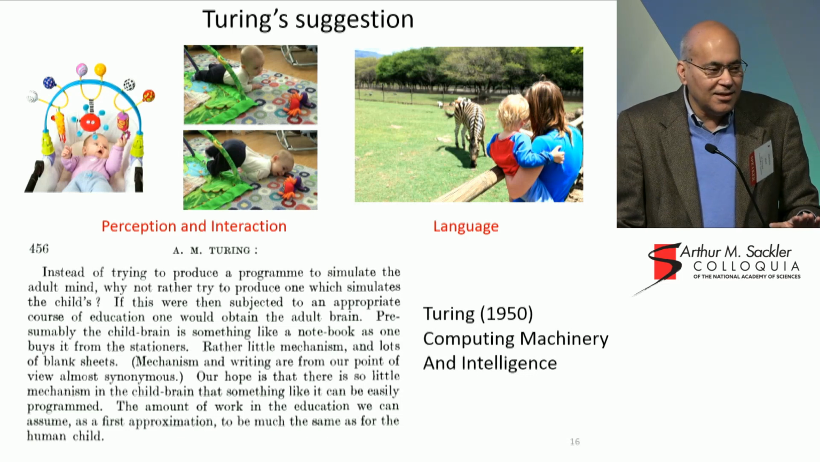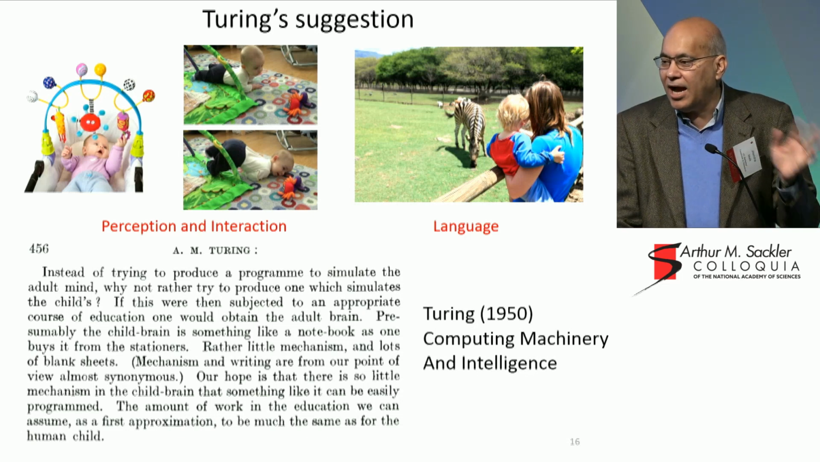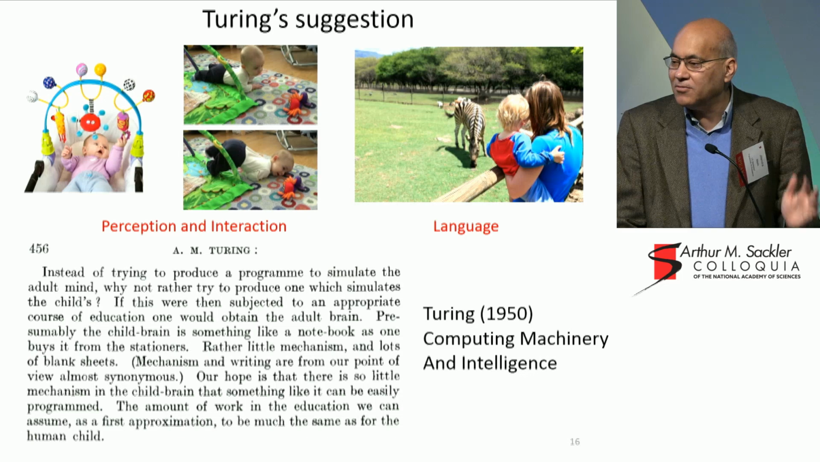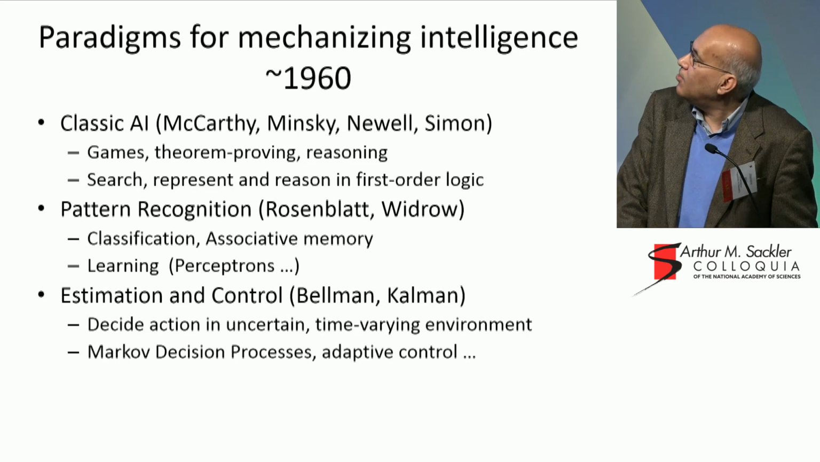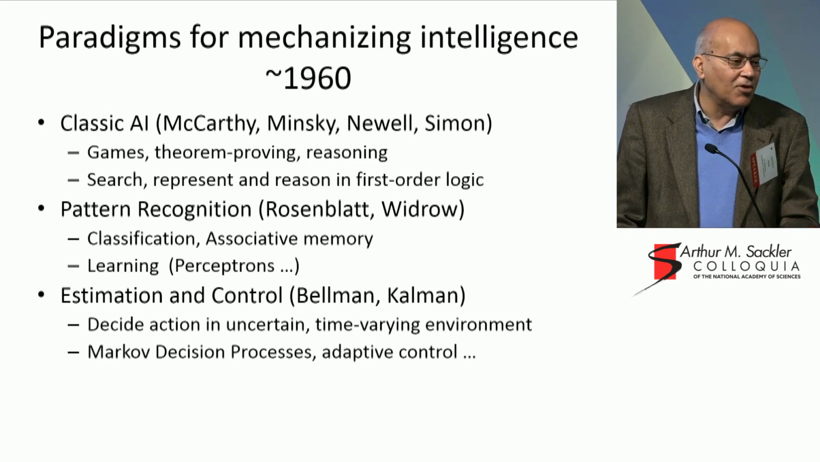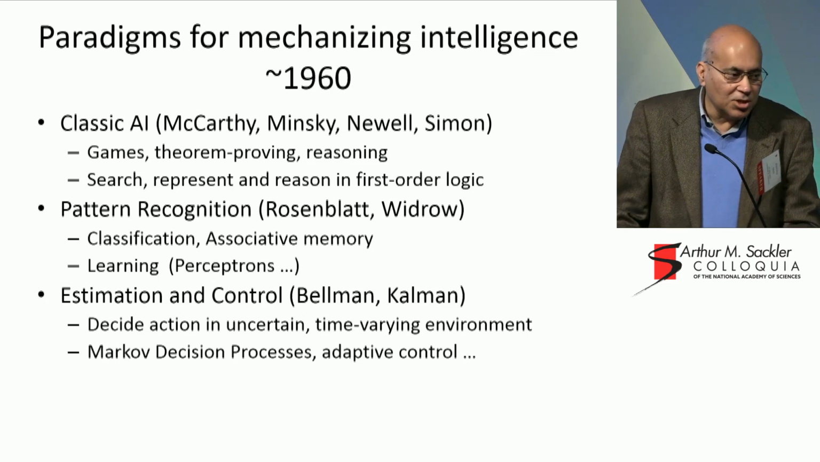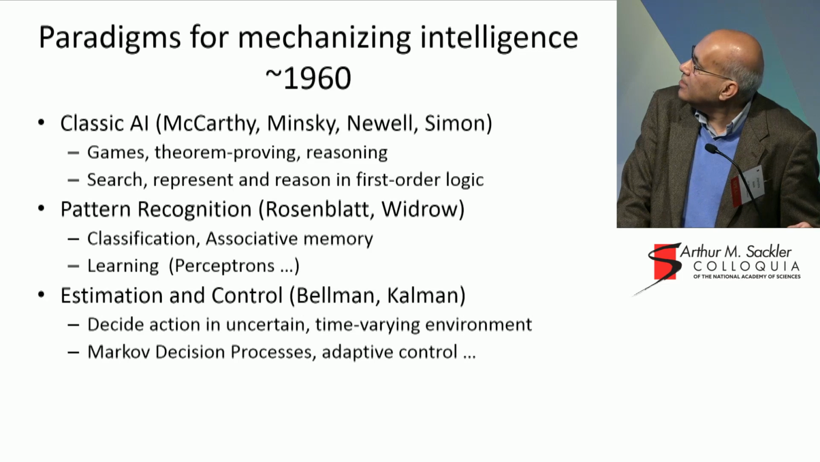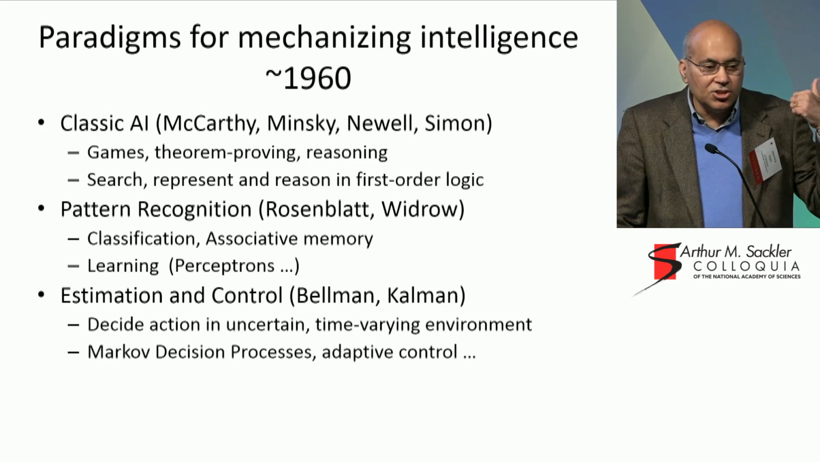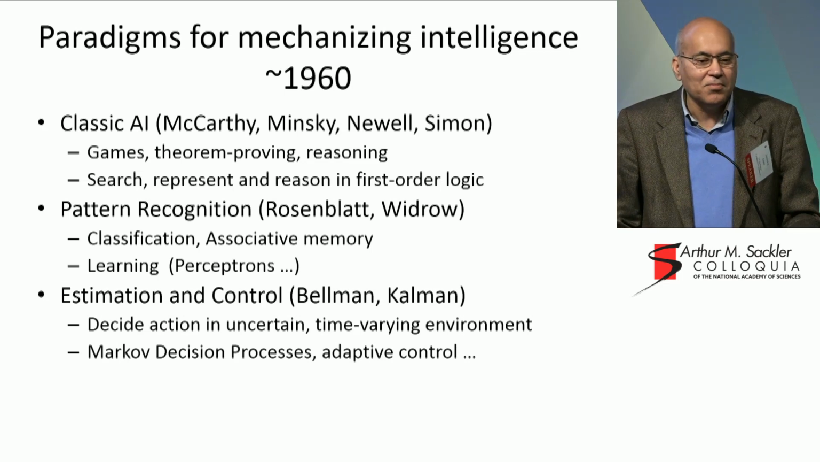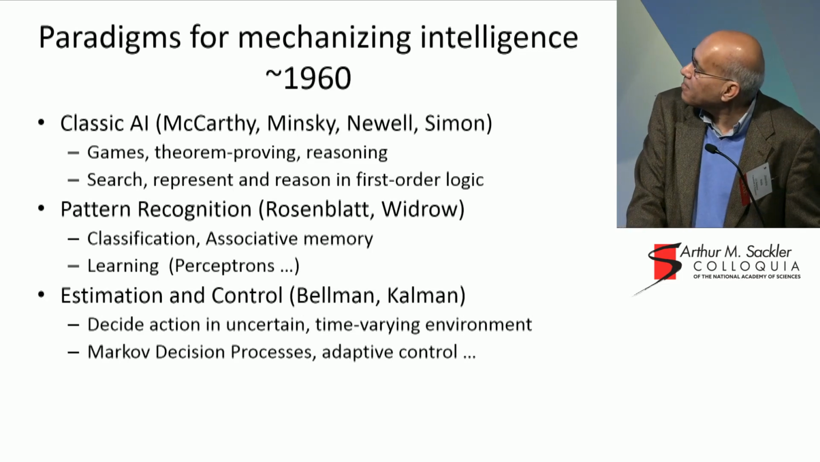So my point is that even in 1950, there were a range of ideas about, and interest in, mechanizing artificial intelligence. And if you move to the 1960s, you already have three quite clearly different paradigms that had split off. There's classic AI, focusing much more on logic and knowledge representation. There is pattern recognition, with Rosenblatt, Widrow, etc. In fact, there's a longer tradition in statistics. I mean, Fisher had papers on pattern classification. And then estimation and control, Bellman, Kalman, etc.